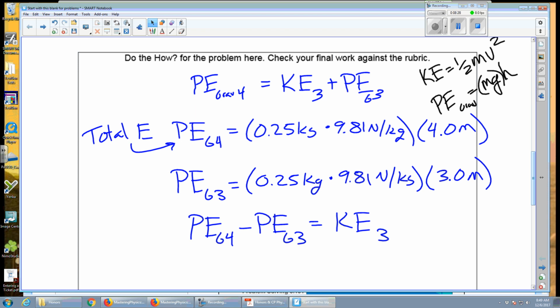Look at the bottom line. The potential at the beginning height of 4 minus the potential at 3 equals the kinetic energy at 3. Okay, so that's why the bar graph and that first equation are important.